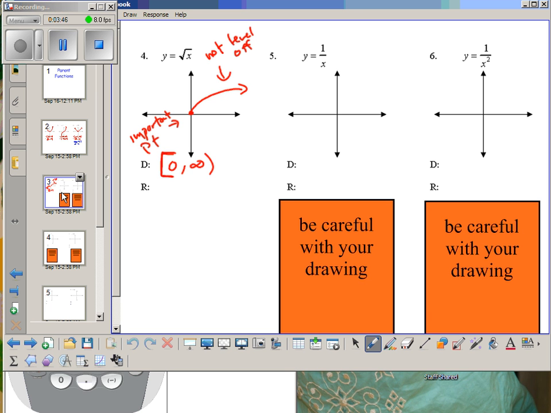Our range is actually, in this case, the same as our domain. We can get a square root that equals 0 when we take the square root of 0. So we include 0, and it can go all the way up to infinity. That is another way of saying this. It does not level off.